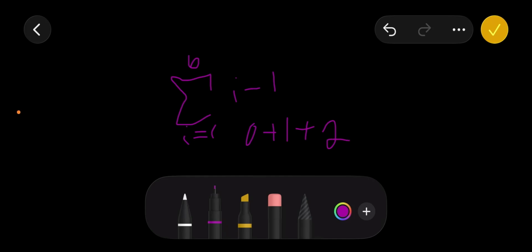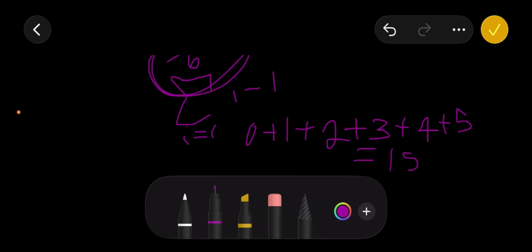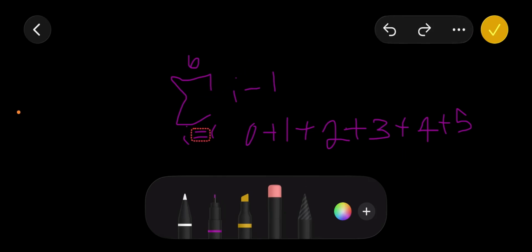Now let's put 4 for i. 4 minus 1, which equals 3. So plus 3. And then let's put 5 for i. 5 minus 1, which is 4. Plus 4. And finally, i equals 6, where we stop. So 6 minus 1 equals 5. Finally, plus 5. And when we add all of these together, the answer is 15. Because, remember, 6 is where we stop. So that's why the answer is 15. Isn't that so easy? So summation is just adding numbers.